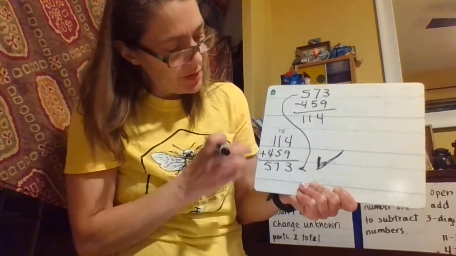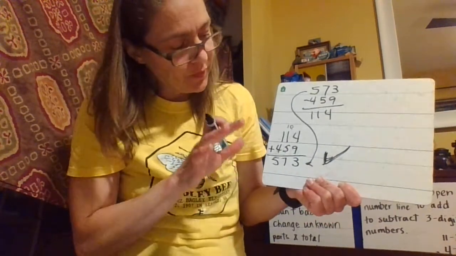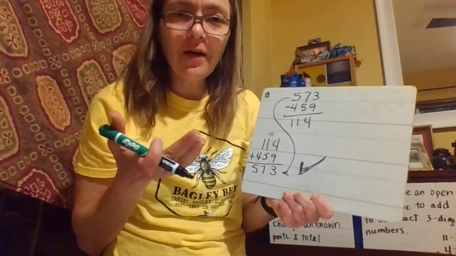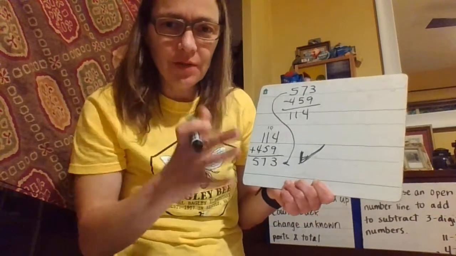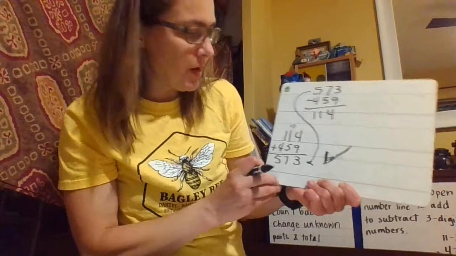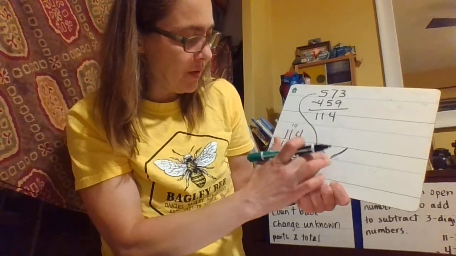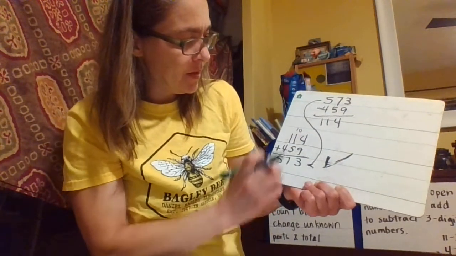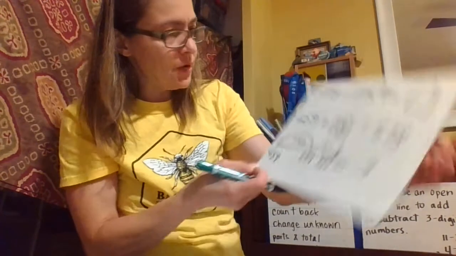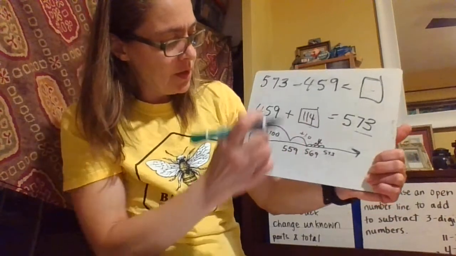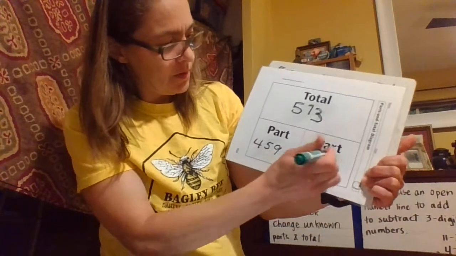So remember, this is the standard algorithm. You're almost ready for that now at the end of 2nd grade. You'll be diving more into it in 3rd grade. Some of you might already be ready for it. But go ahead and practice your change unknown. You're counting up, unknown part, counting up using the number line.